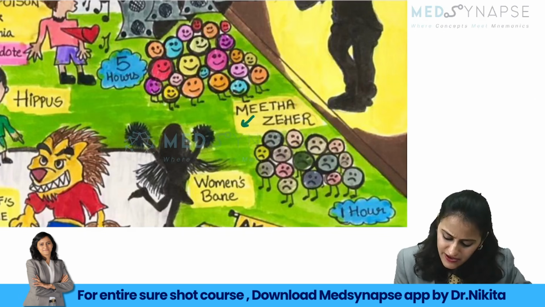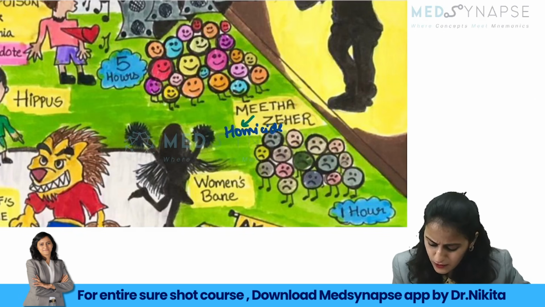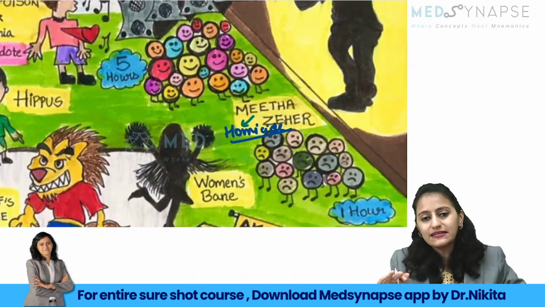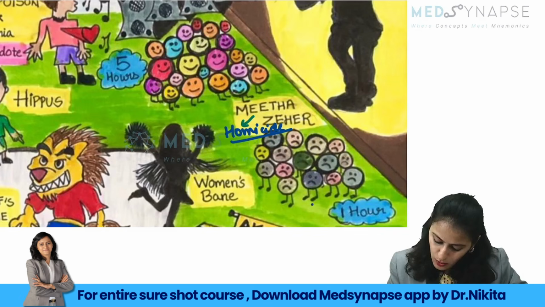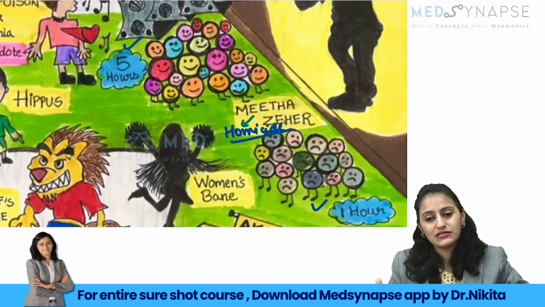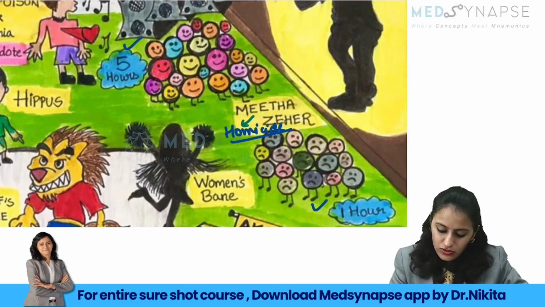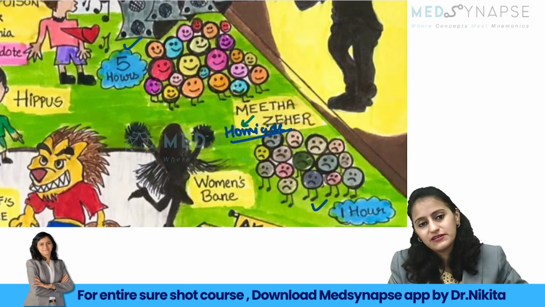So this is the very commonly used poison for homicide. Okay, homicide. You won't even know who gave it, right? It's destroyed by putrefaction also, meeta zehar. So 1 hour to 5 hours is basically the duration that it requires to kill a person with aconite. So these people went home in 1 hour. These people stayed there for 5 long hours because they were enjoying.